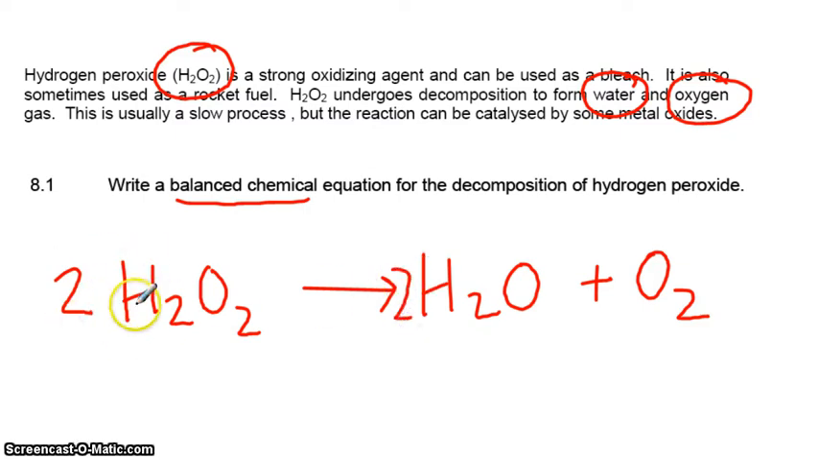That gives us 4 hydrogens on the left, 4 hydrogens on the right, 4 oxygens on the left, 2 and another 2, giving us 4. So there's our balanced chemical equation for the decomposition of hydrogen peroxide.